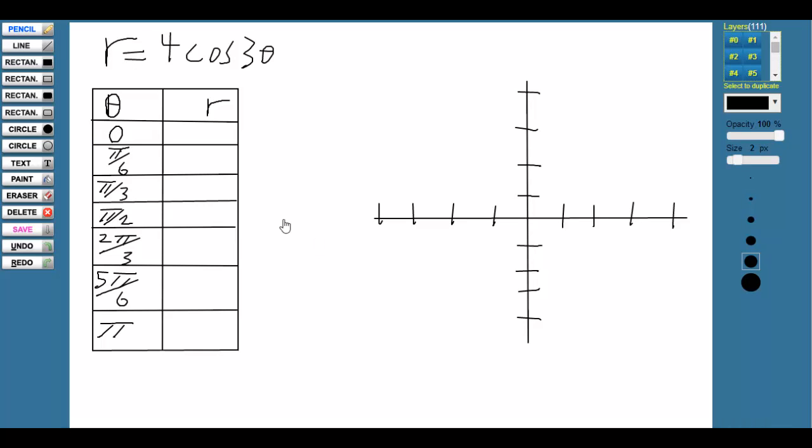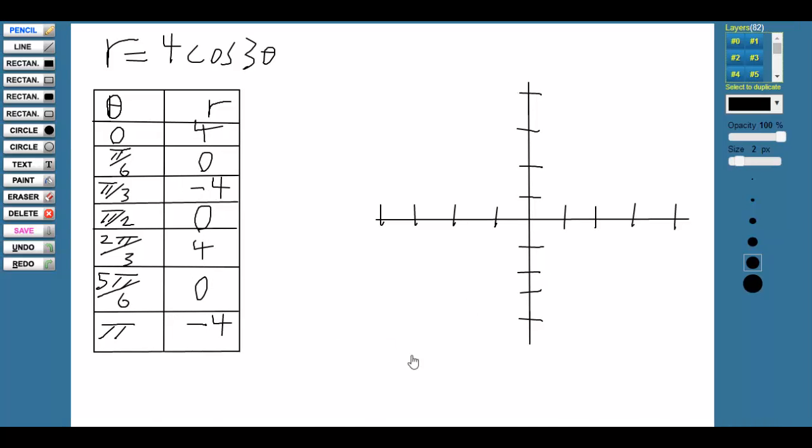So now we're going to do a more difficult problem, r equals 4 cosine 3 theta. This graph can be shown over the interval from 0 to pi. So we're going to plug these numbers into the equation and get 4, 0, negative 4, 0, 4, 0, and negative 4. This graph will basically look like this.